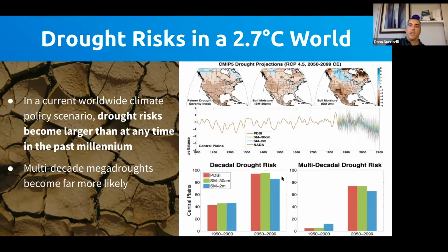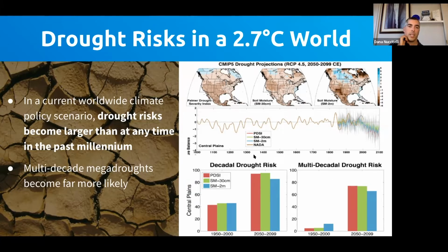Down here, we're looking at the risk of a drought lasting less than a decade, and then the risk of a drought lasting multiple decades, which is really, really damaging, because that really dries things out, and it's really hard for agriculture to persist when conditions are consistently dry every year for multiple decades. You see the risk of this multi-decadal drought was really low in the last century, and toward the end of the century, in a business as usual scenario, it's actually quite a lot higher.